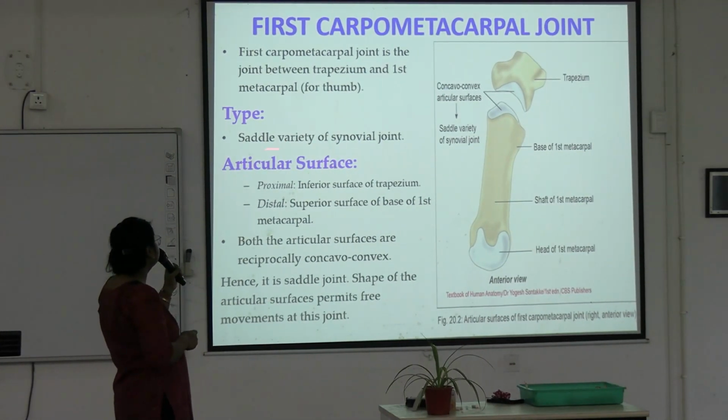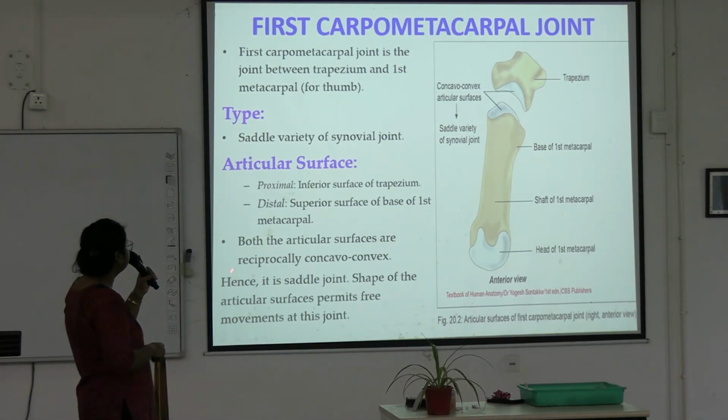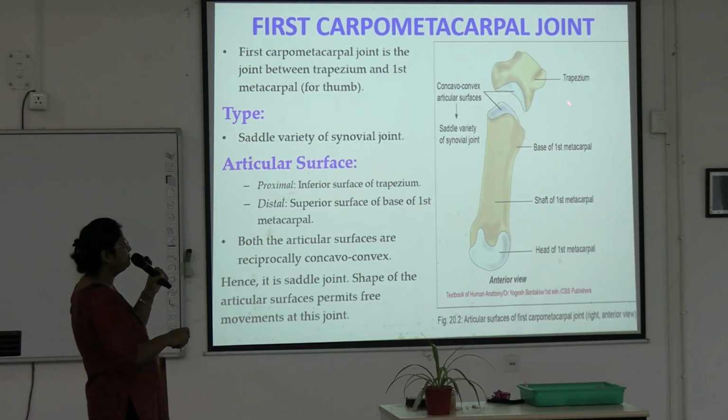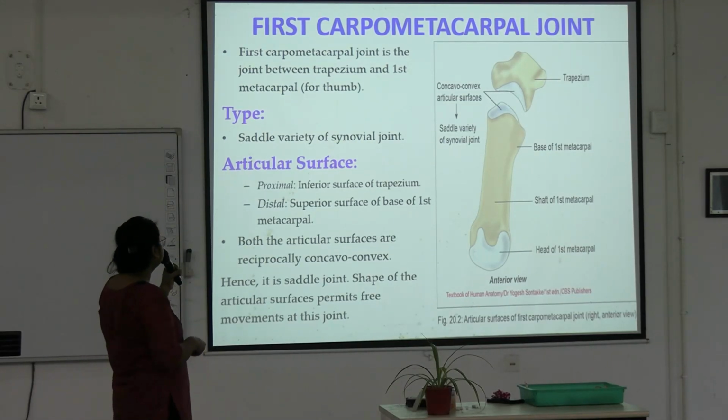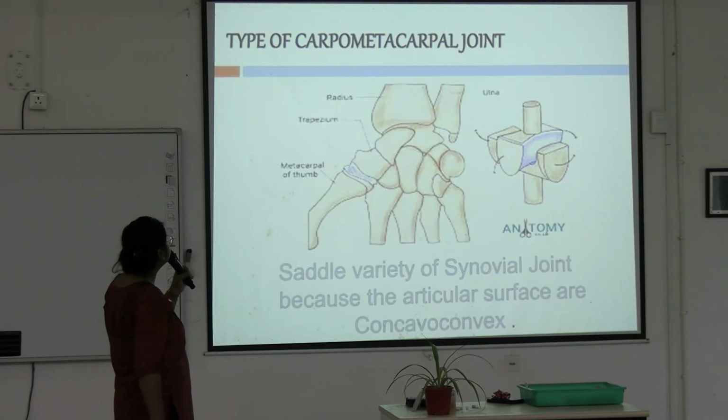The proximal articular surface is formed by the inferior surface of the trapezium, here the inferior surface of trapezium, and the distal articular surface is formed by the superior surface of the base of the first metacarpal, here the base of the first metacarpal, and both the articular surfaces are reciprocally concavo-convex. Okay, reciprocally concavo-convex, that's why it is a saddle joint. Hence, it is a saddle joint, and the shape of the articular surfaces permits free movements of this joint. Okay, next.